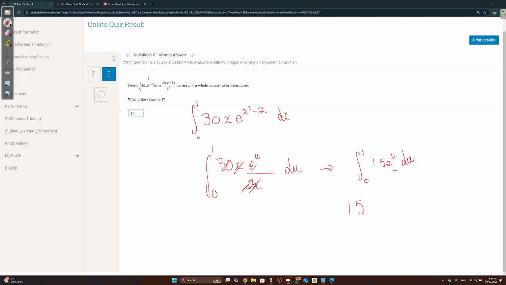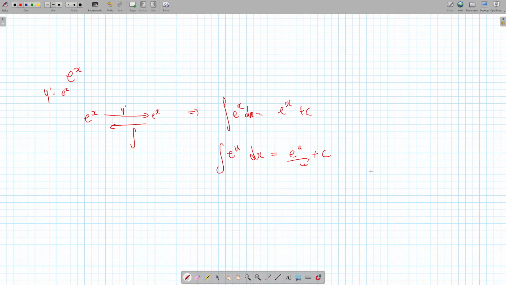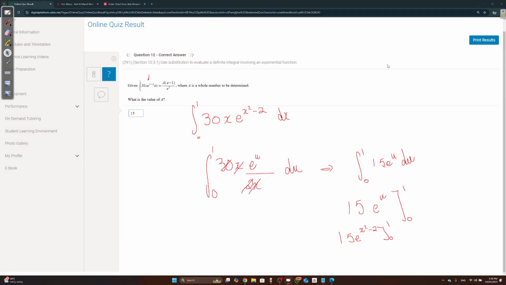15 I take to the side. What's the integral of e to the power of u? Just e to the power of u. And my bounds are from 0 till 1. Don't forget to change u back to x squared minus 2, from 0 to 1. In my opinion, this isn't correct, what I just did. I'm just following a stupid rule that the book gives.